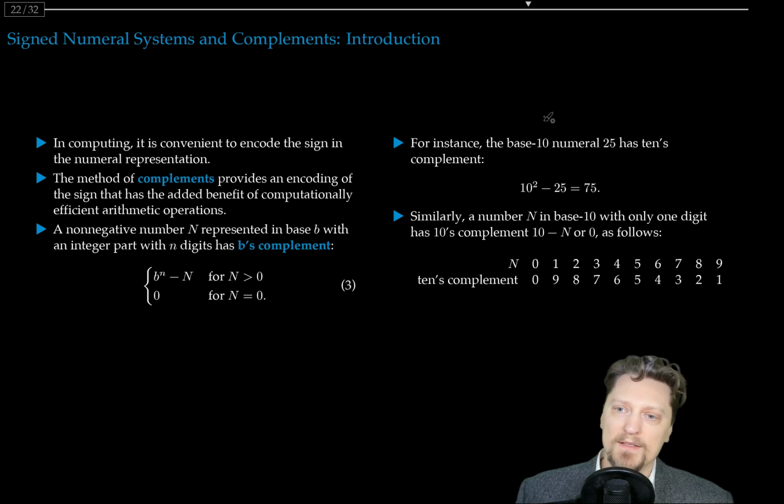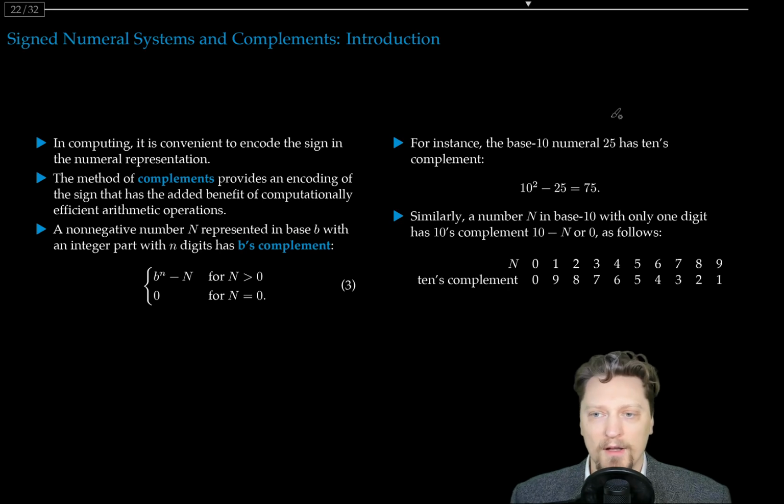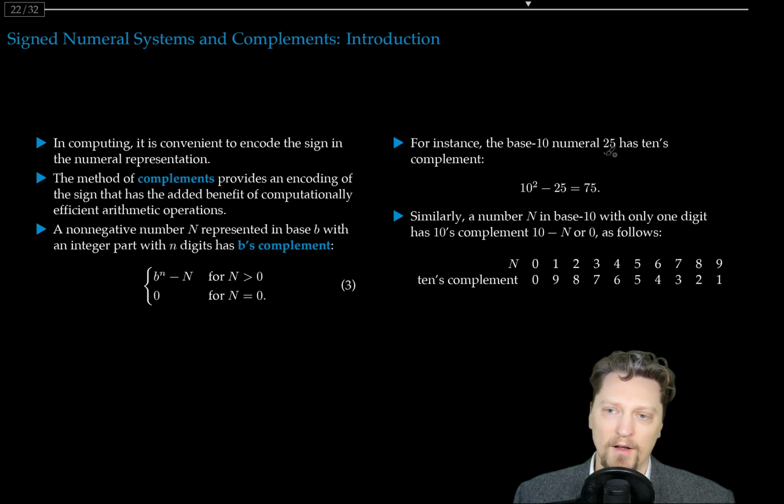For instance, the base 10 numeral 25 has 10's complement, 10 squared, 10 raised to the 2 power, which is the number of digits used in 25. So 100 minus 25, which gives us 75. That is the 10's complement.